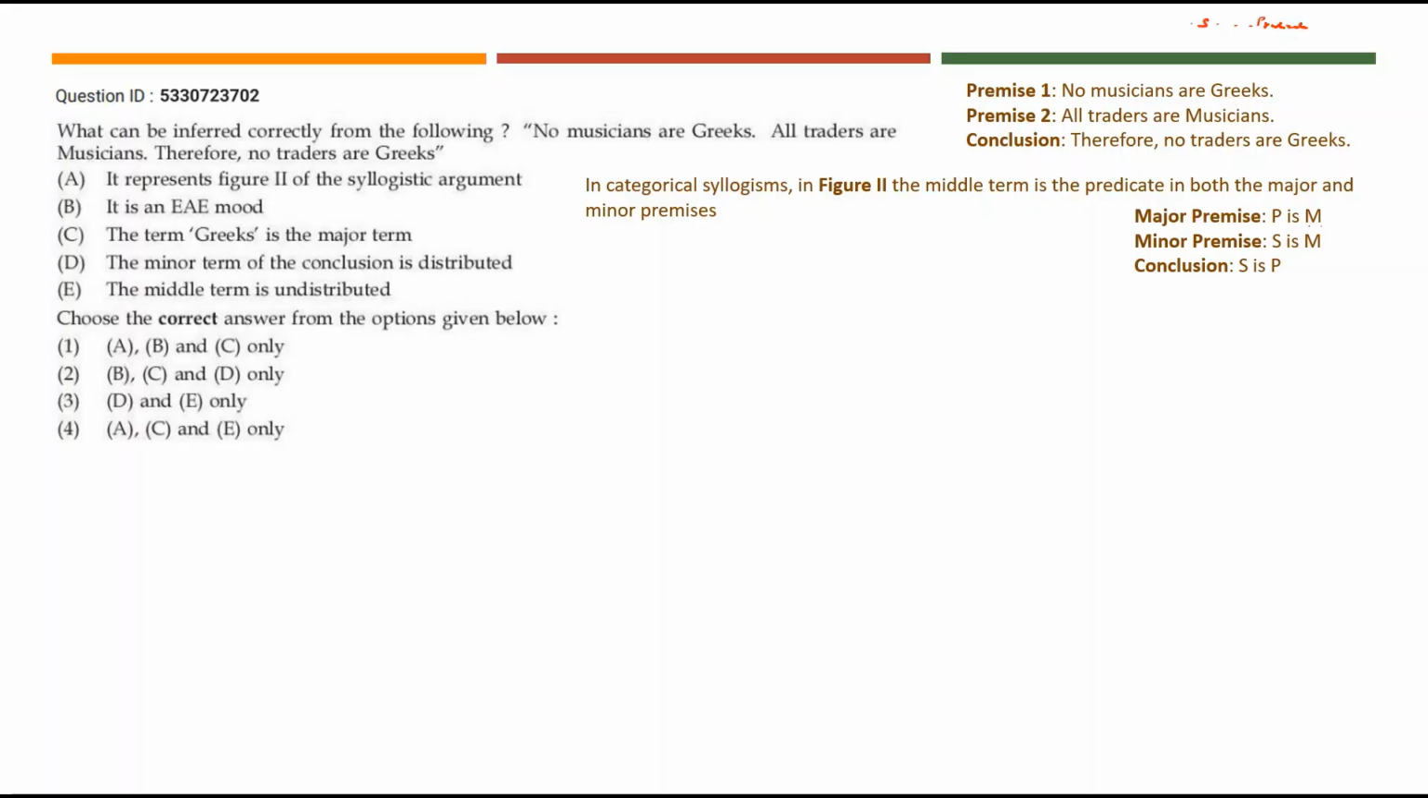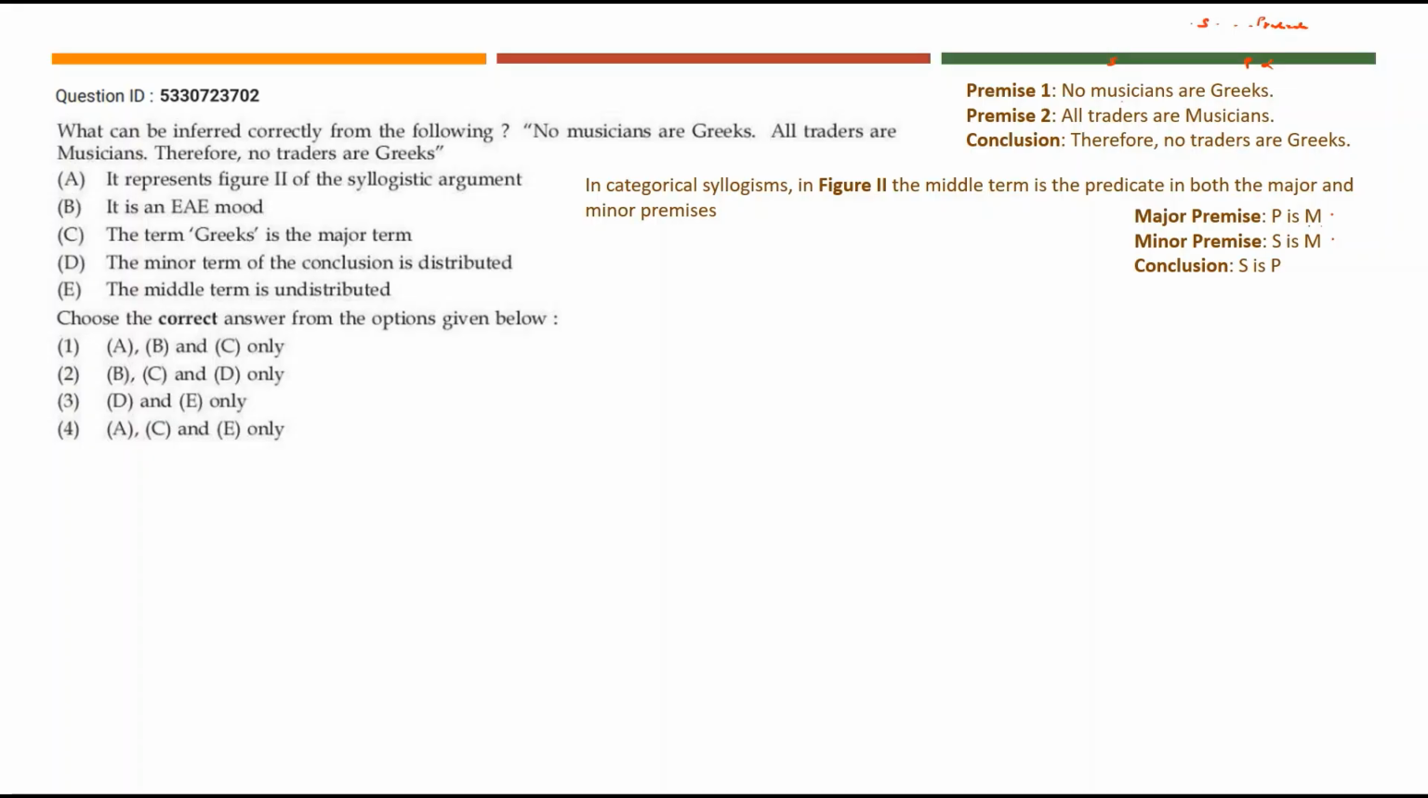In premise 1, the predicate given here is Greeks. In premise 2, the predicate given here is musicians. But in figure 2, the same term should come in the predicate side. So, take this to be the subject and this to be the predicate. Do we have the same terms in premise 1 and premise 2 in the place of predicates? No. We are having Greeks in one premise and musicians in another premise. So, from here we can conclude that this is not figure 2.